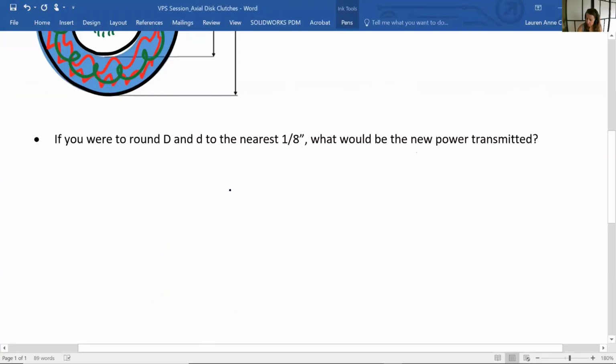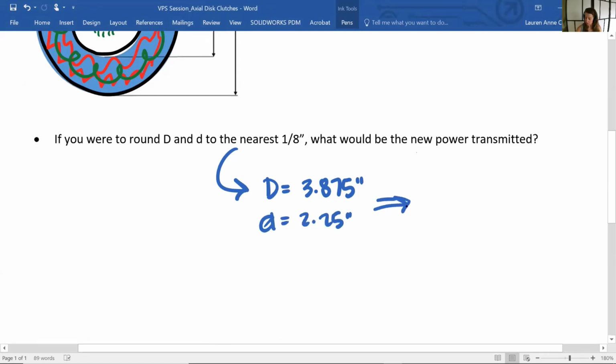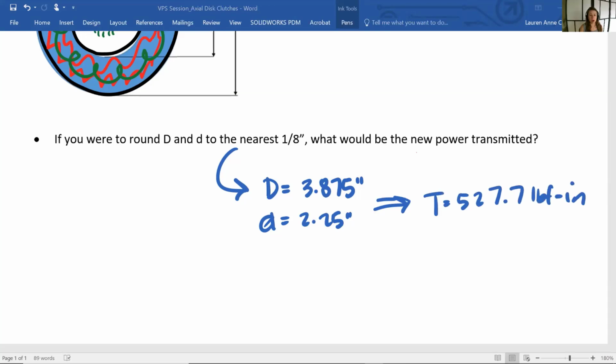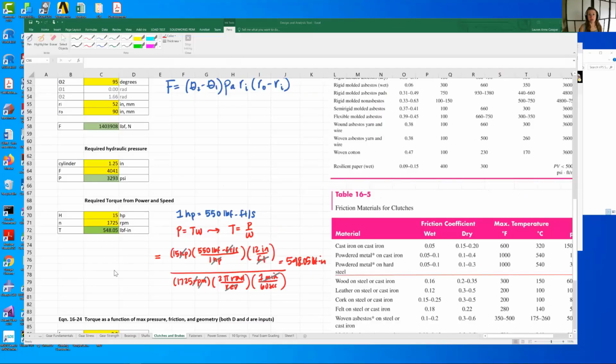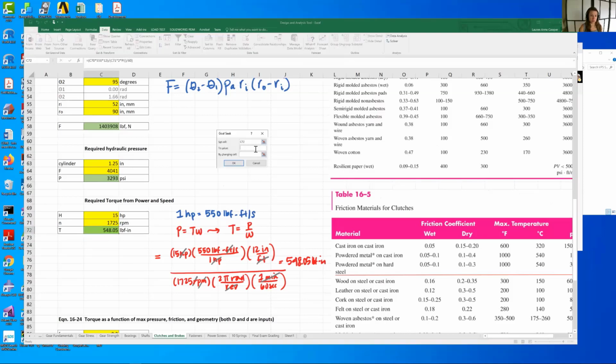So to recap, when we rounded to the nearest 1/8 of an inch, D became 3.875 inches and little d became 2.25 inches. And this resulted in a torque of 527.7. And then for fun, we could see what this would mean in terms of power that's to be transmitted. So we'll keep the speed the same. And now we are going to goal seek. So set C72 to 527.7 by changing the power.